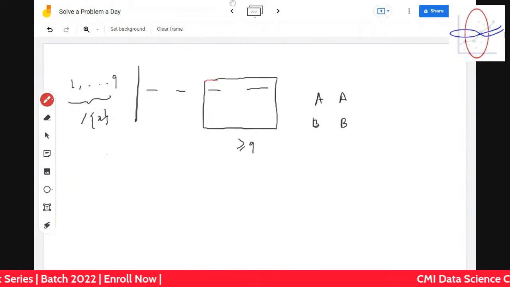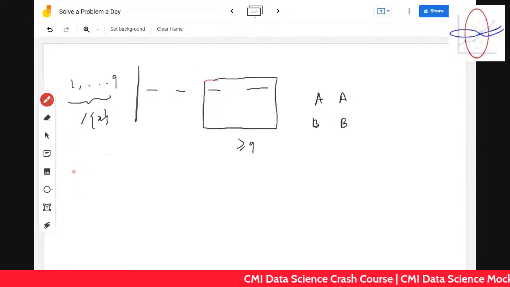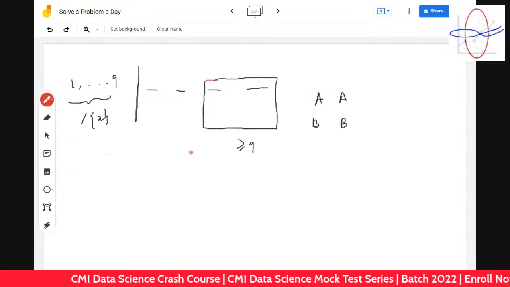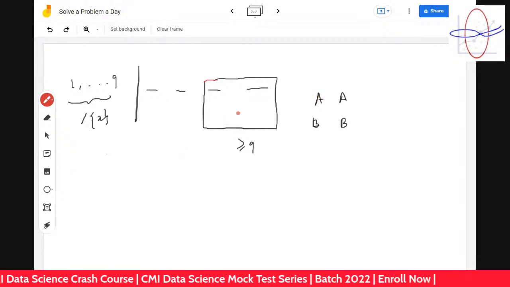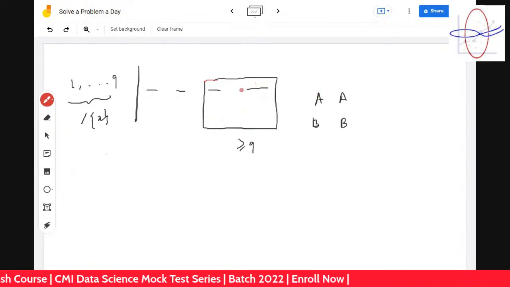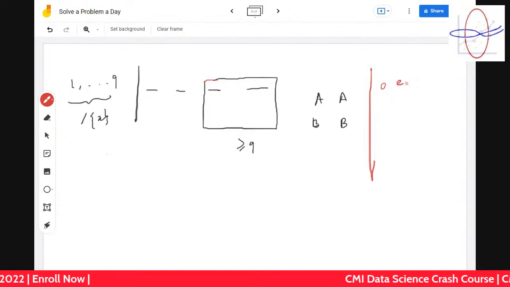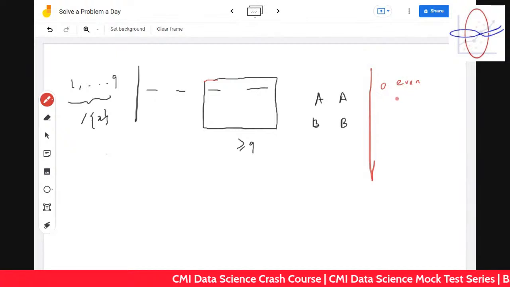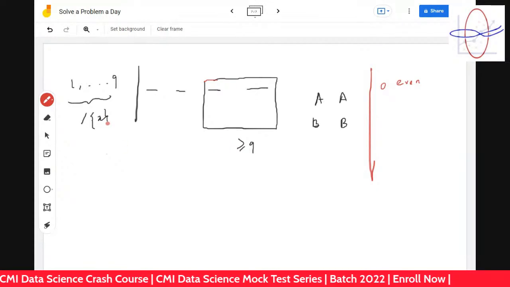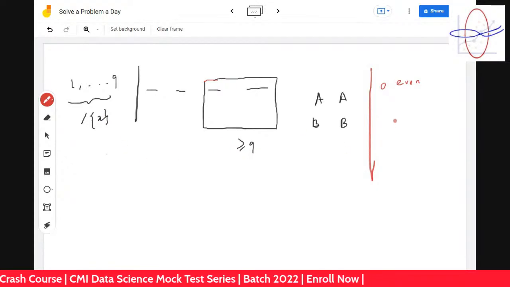So observe that one of the even numbers, 2, 4, 6 or 8, must divide this number. So this is an even number. We got this information because either 2 or 4 or 6 or 8 must be dividing it. Even if one of them is canceling out, there are lots of even numbers out there, so one of them must divide it.